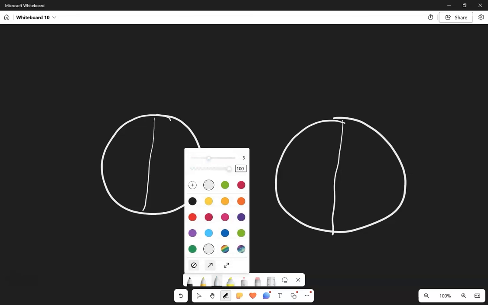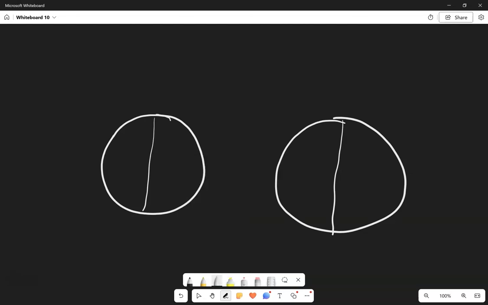So let's do gray, and this is the visual field of your left eye. It comes over to here a little bit. All right, so this is the visual field of the left eye. And then over here, we've got this as the visual field of your right eye. Okay, so notice that there is an area of overlap. That is your binocular field of view.